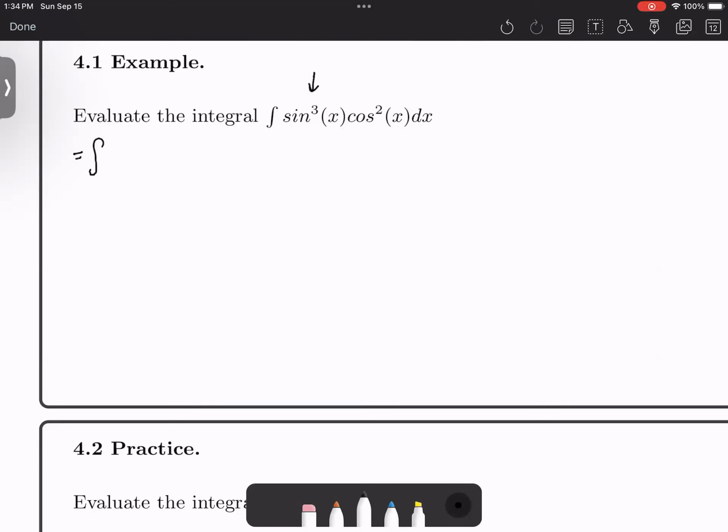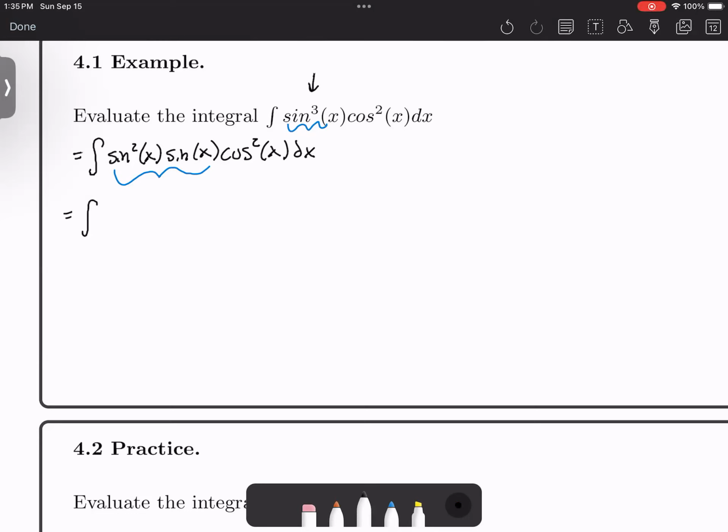So I'm going to rewrite this. And that sine cubed, I'm going to write as sine squared times an extra sine. The cosine squared of x is already there for us. So I basically just rewrote this cube as sine squared times sine. And it's because it was odd that I want to do this.